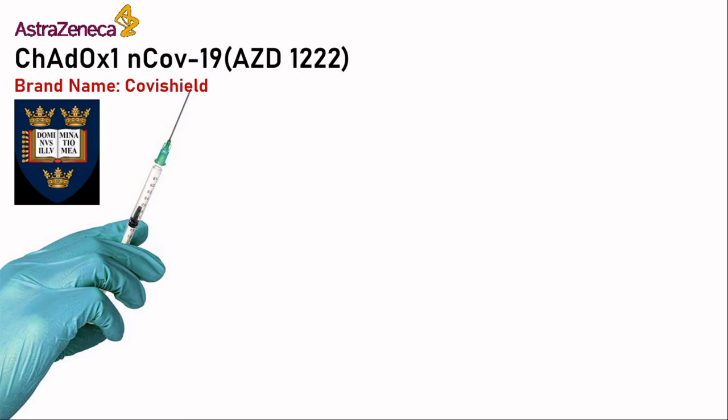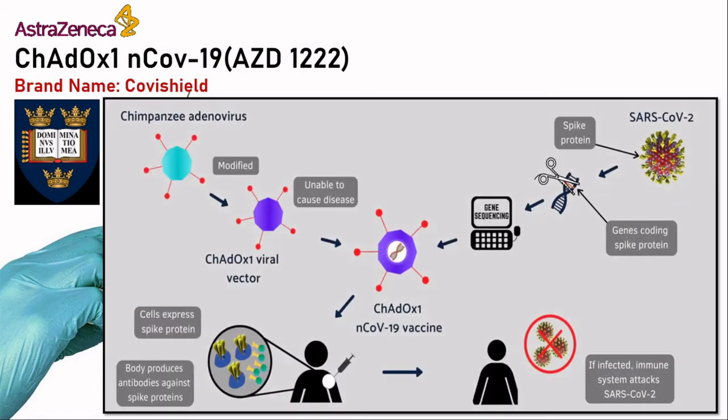Now, what is the strategy being used in this vaccine? As you can guess, we are using chimpanzee adenovirus. Now, to treat viral infection, use of another virus. How come? Just look at the diagram. The virus that we are going to use, chimpanzee adenovirus, is going to get modified. We are modifying this virus in a way that it is not able to cause the disease. So this becomes our vector.